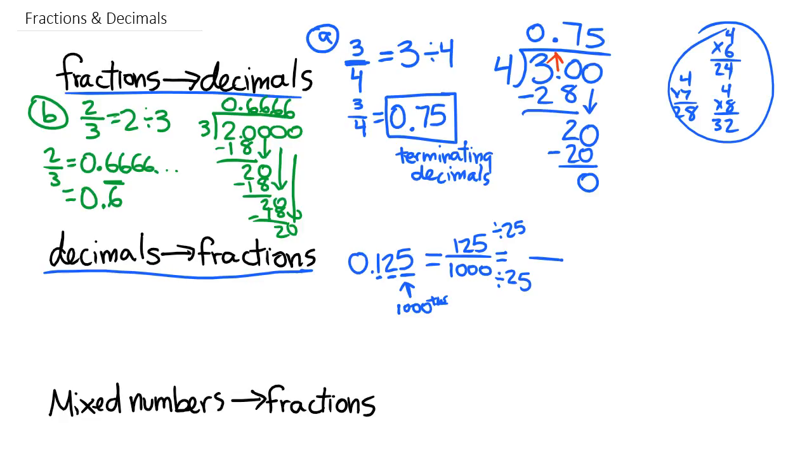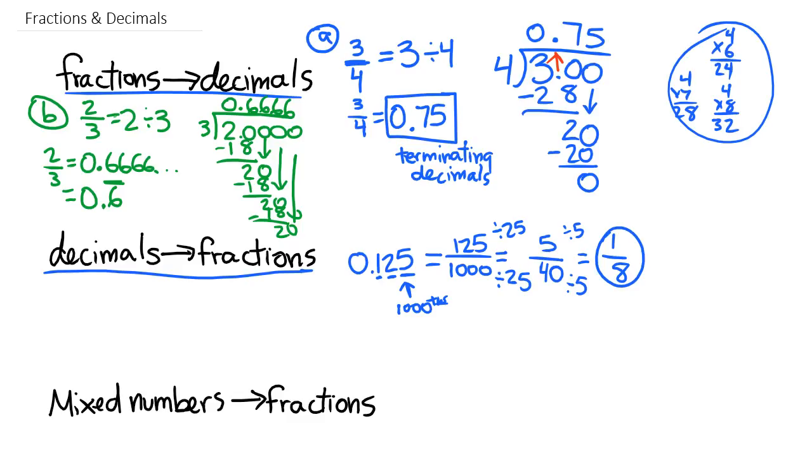So 25 I know goes into 100 4 times, so I think it'll go into 125 5 times. And if we know that 25 goes into 100 4 times, then 25 should go into 1,000 40 times. Okay, we look and we see we have 5/40ths, which can still be reduced by 5. 5 divided by 5 is 1, and 40 divided by 5 is 8. So we see that 125 thousandths is equivalent to 1/8.